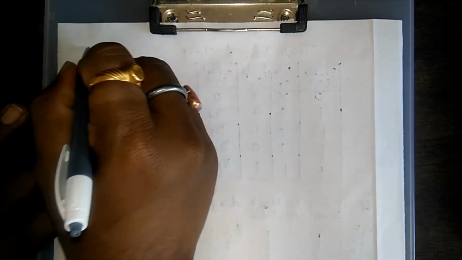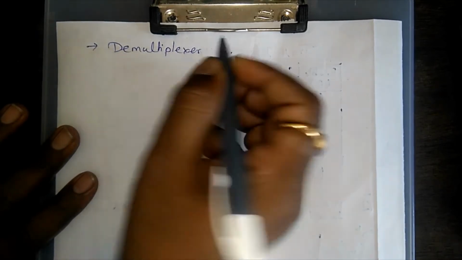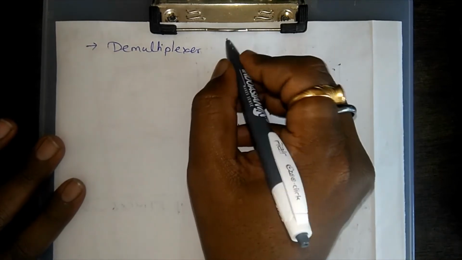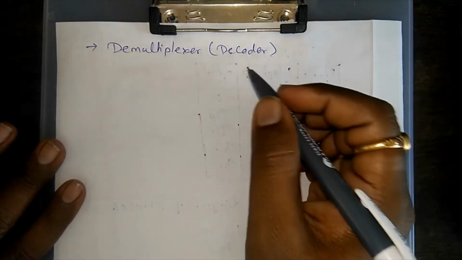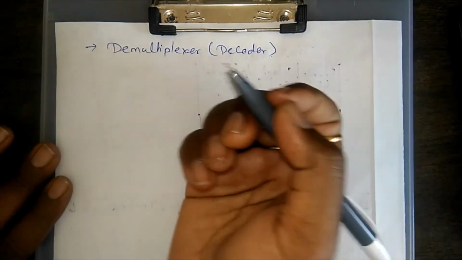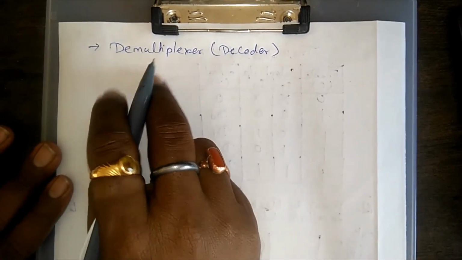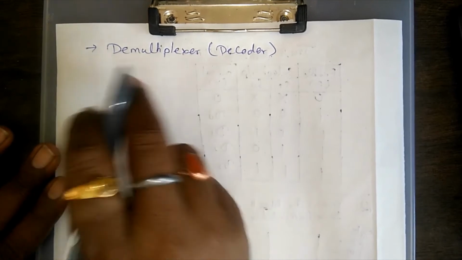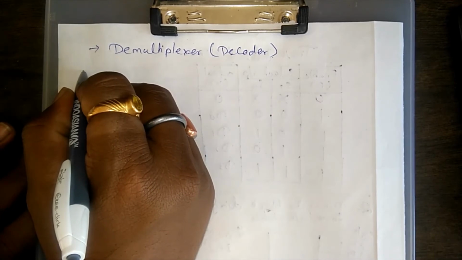So let us start with our new topic, which is known as what? Demultiplexer. Okay. Also known as a what? Decoder. Okay. So it performs the reverse operation of the multiplexer. In a multiplexer, we have multiple inputs and one output, but here we have one input and multiple outputs. So that input we can send to any of the channels. Okay, so let us start with what is a demultiplexer.